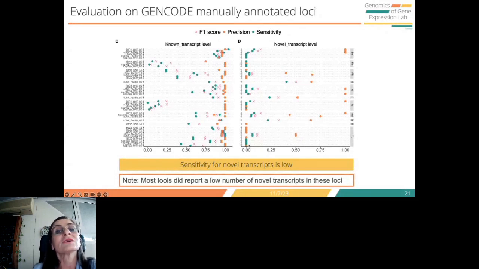But when we are looking at the novel, that is when we found that the great majority, if not all, of the tools were really poor at detecting these novel transcripts with enough sensitivity. So they were missing most of them. Precision was good in some cases, but that was because maybe there were one or two detected transcripts that turned out to be correct, but there were many of the transcripts predicted by GENCODE curators that were not properly identified by the tools, right? So it seems that we have a challenge to accurately identify novel transcripts that are not in the reference annotation.